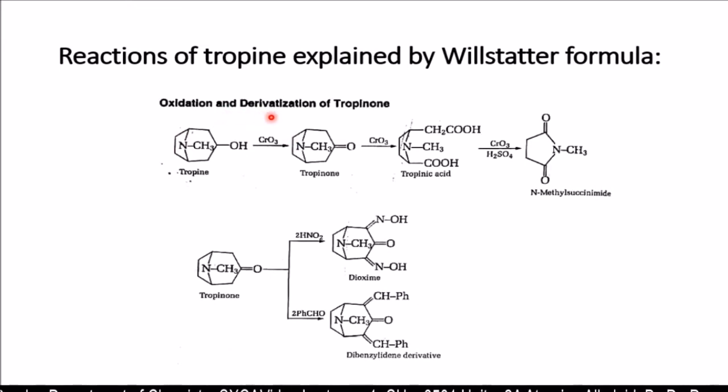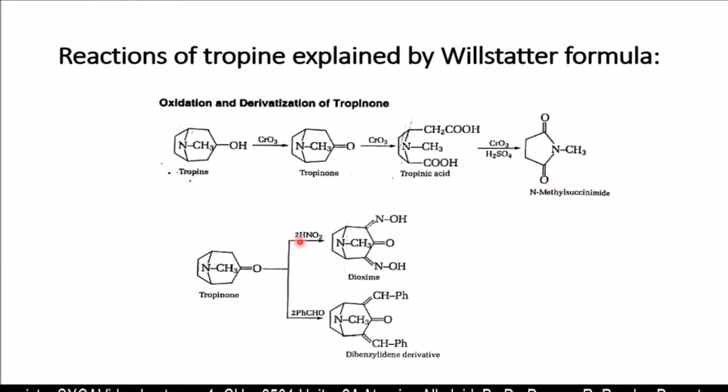Oxidation and derivatization of tropinone. Tropine oxidation gives tropinone. Tropinone on further oxidation gives tropinic acid. Tropinic acid on further oxidation with chromic acid gives N-methyl succinimide. Tropinone treated with benzaldehyde and nitrous acid gives the dibenzylidene derivative and the dioxime respectively.